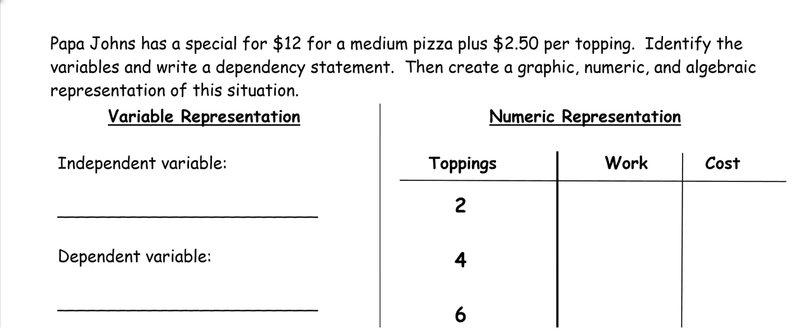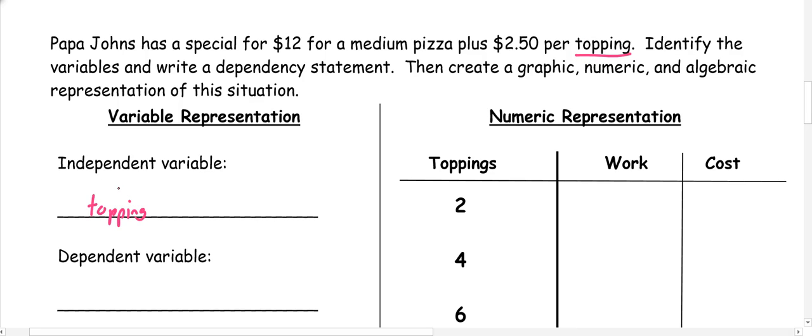Papa John's has a special for $12 for a medium pizza plus $2.50 per topping. Identify the variables and write a dependency statement. Then create a graphic, numeric, and algebraic representation. So in this case, we're looking at two things. We're looking at ordering pizza and getting toppings on it. So toppings is going to be our independent variable.